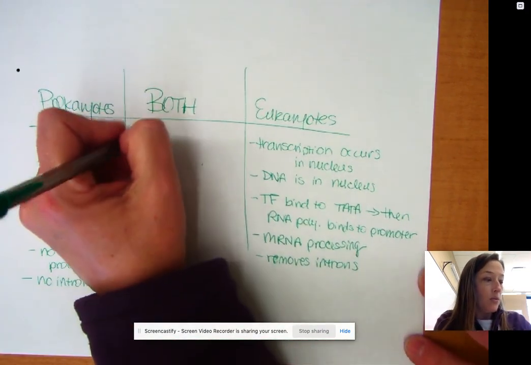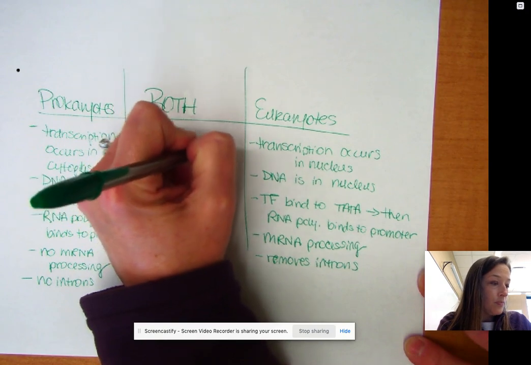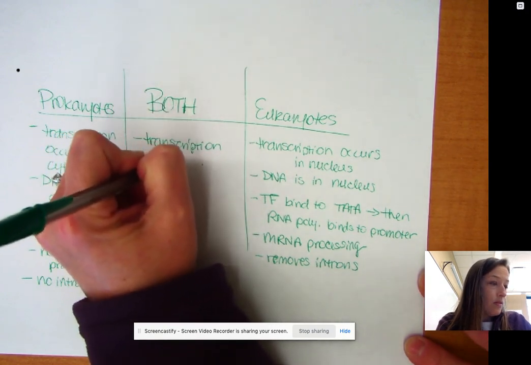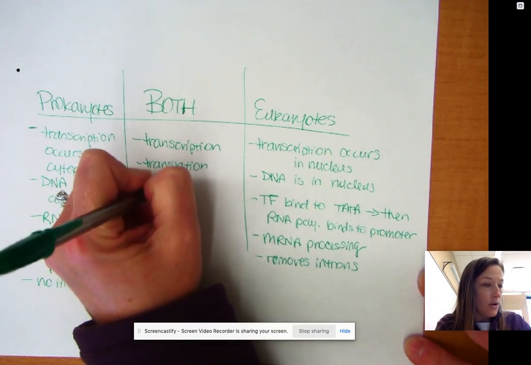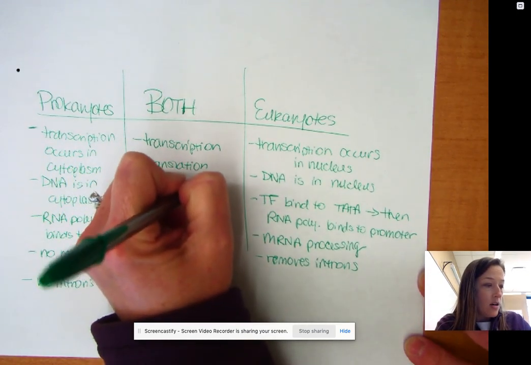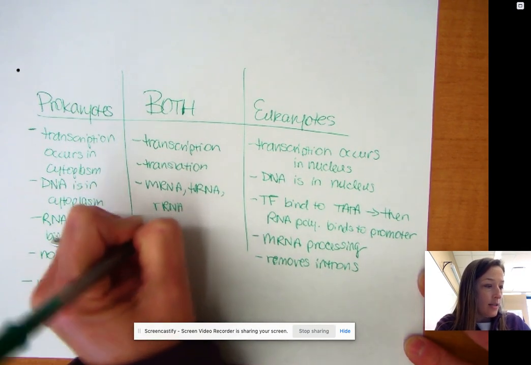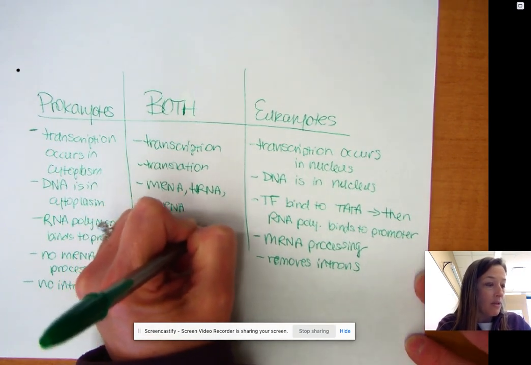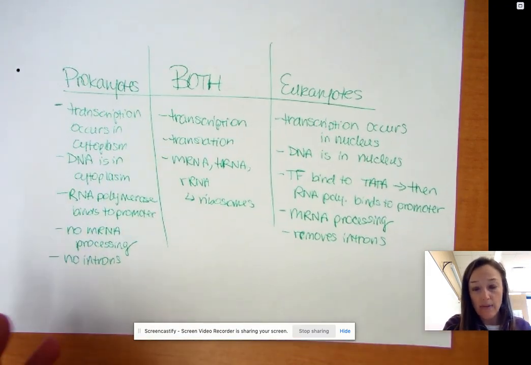So how are they similar? Well, they both do transcription and translation. They both have all the RNAs, so mRNA, tRNA, rRNA, which rRNA is part of the ribosome. Now, the ribosomes are different, but they do both have ribosomes. It's the one organelle that prokaryotes do have.